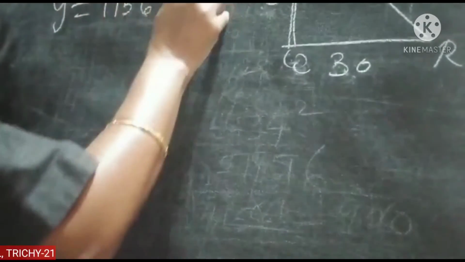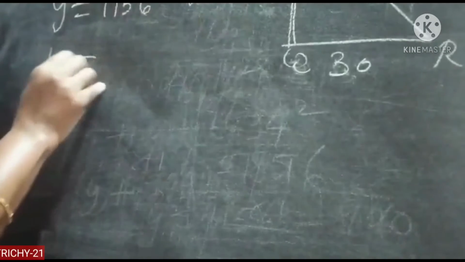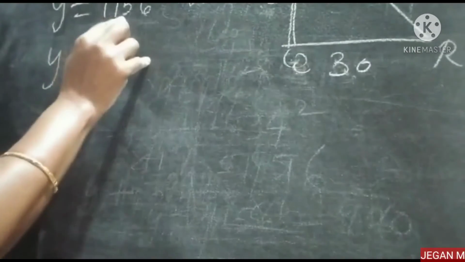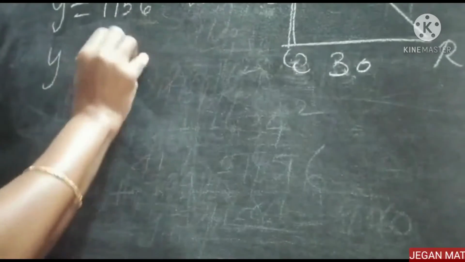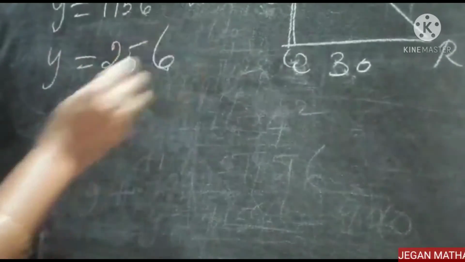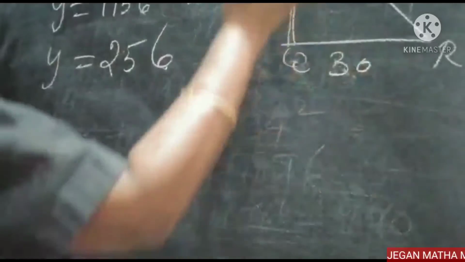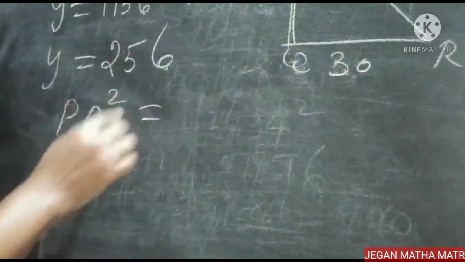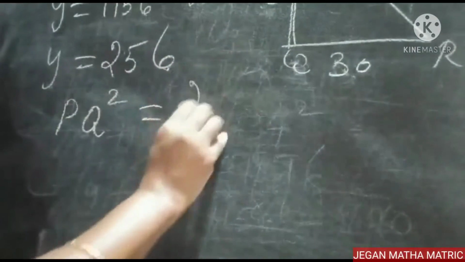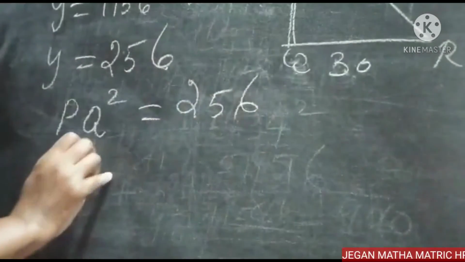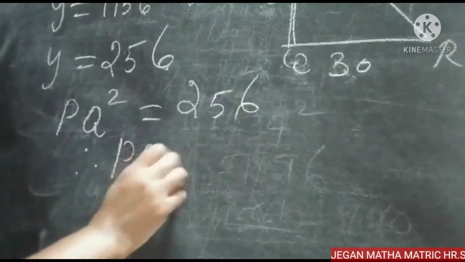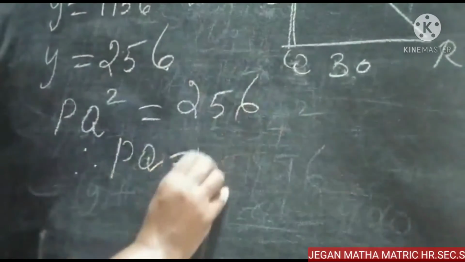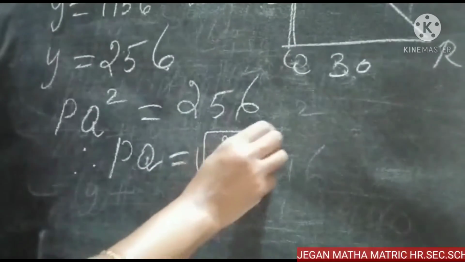Now y equal to 1156 minus 900. You have to subtract these two numbers, so 1156 minus 900 is 256. This is y. Y means what? PQ square, the square of this side PQ, equal to 256. Therefore, we want to find out the value of PQ only. PQ equal to square root of 256.